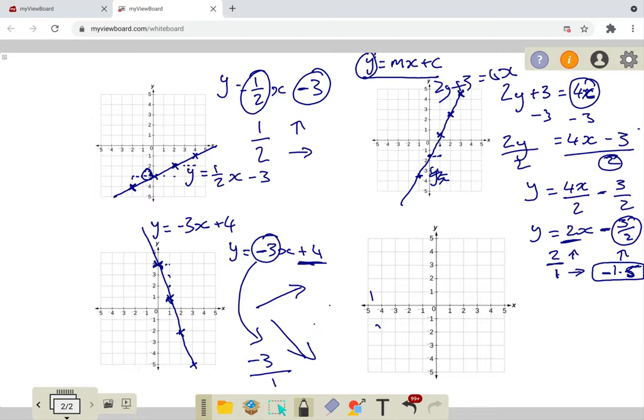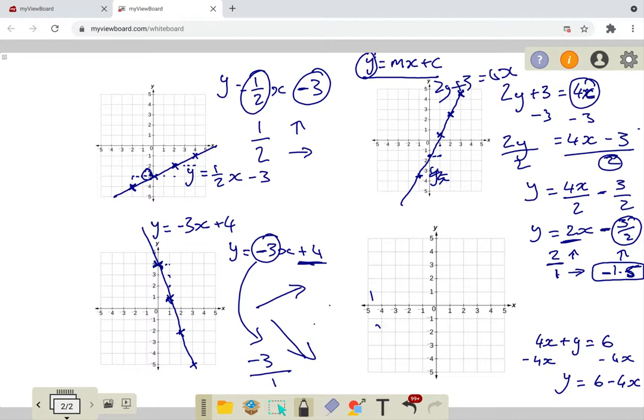Let's say we had 4x plus y equals 6. Okay, so guys, I'll let you have a go at this. First you have to rearrange it and then plot it. Pause the video, have a go. Okay, so first thing you should have done, take away 4x from both sides, and you end up with y on the left hand side equals 6 minus 4x.